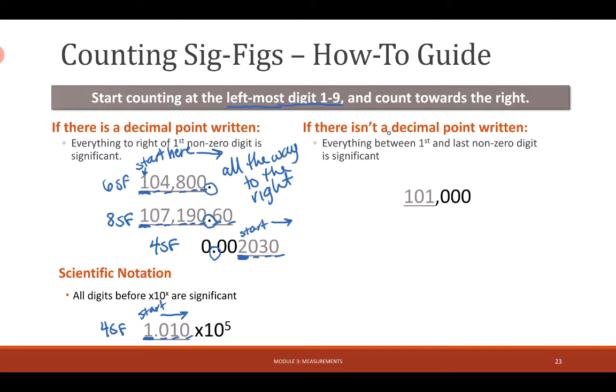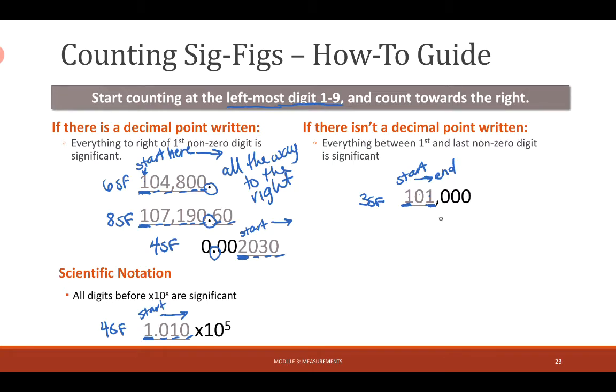Now, if there is not a decimal point in the number, then you just have to stop at the rightmost non-zero digit. So you still start counting at the leftmost non-zero digit, and you still count to the right. It's just now you have to end at the rightmost non-zero digit. So 1, 2, 3. Now, this number, we would count it as 3 sig figs because that is the lowest number of sig figs it could have.